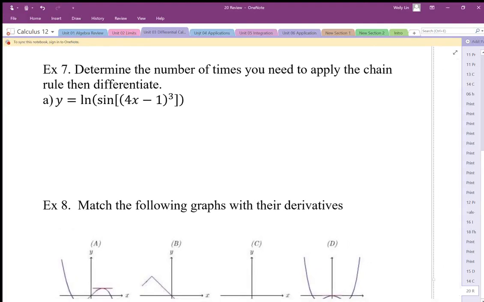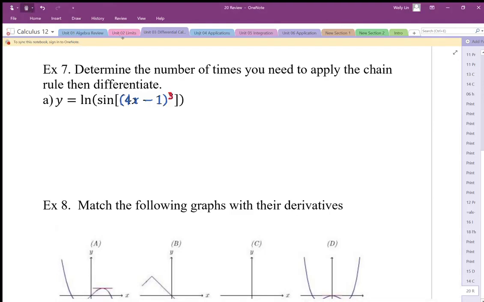To determine the number of times you need to apply the chain rule, we need to see how many embedded functions there are. So I'm just going to go from inside out. Here's my 4x function, or I'm going to just say 4x minus 1, I guess. That's one function.